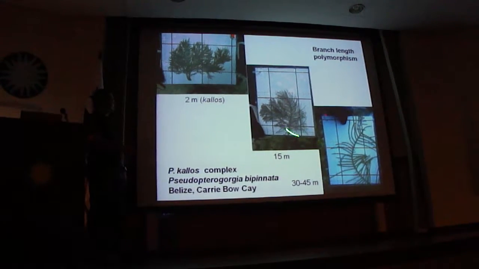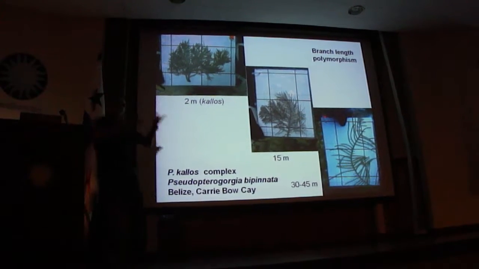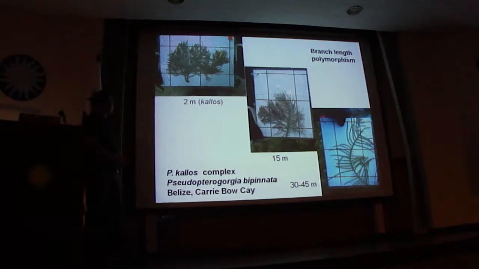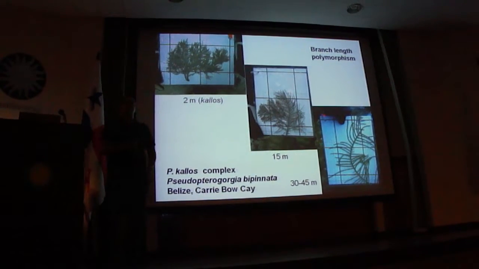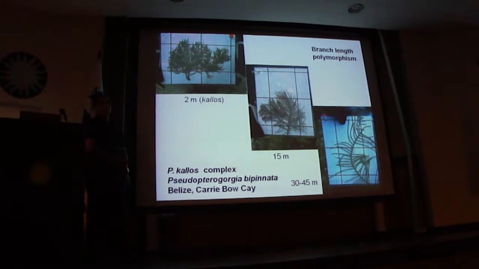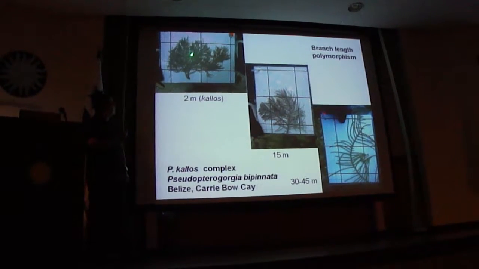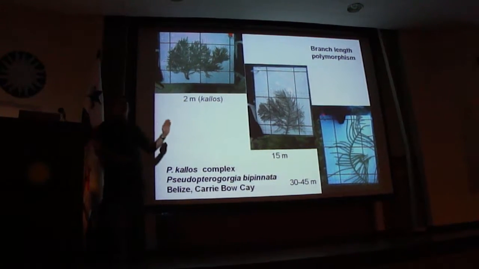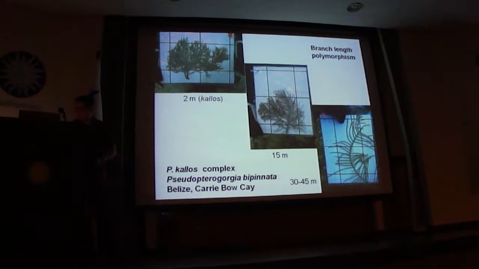This is Eunicea bipinnata, and this is Eunicea calyculata. It was described as a different species, but it seems to be part of the same complex. And this is in Carrie Bow Cay, Belize. The species lives from 2 meters down to 45 meters. And as you can see, something like this looks nothing like this. But you get the whole gradient of intermediate forms.